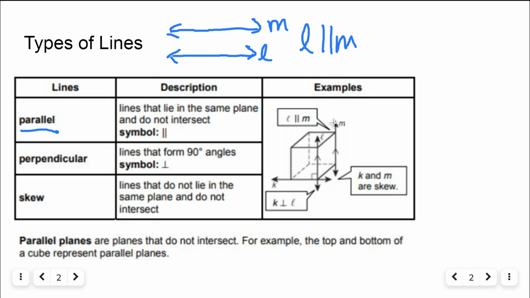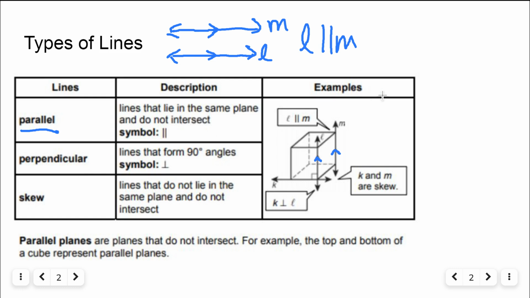All right. On my example here I have a box, and on the box we have line L and line M. They are sitting on the same plane on this face of the box, and they are considered parallel. We can also use these arrows here to represent that two lines are in fact parallel. Okay, so we could have done that up here as well. If I would have put those arrows there, then you would know automatically that these two lines are parallel to each other.